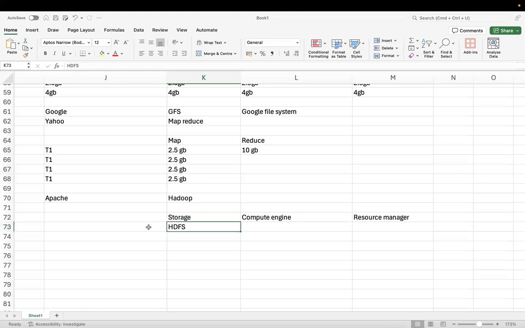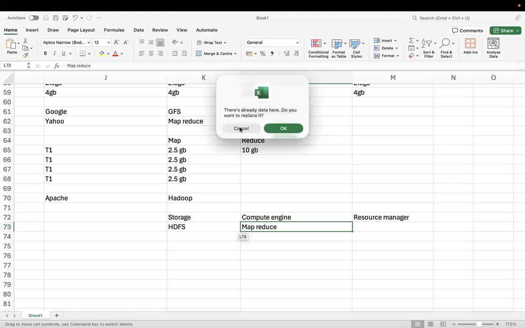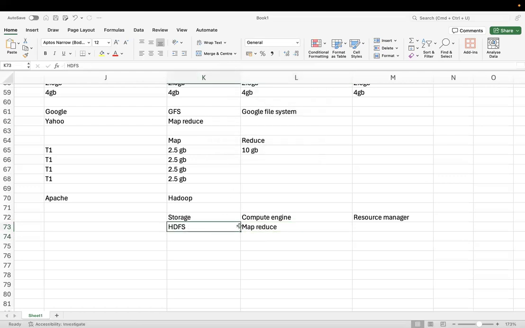So if you try to load a 10 GB file in HDFS, automatically it is going to divide those 10 GB files into multiple parts. How it is going to divide, on what basis, we are going to discuss at a later point of time. Compute engine is nothing but MapReduce. So how are you going to process this 10 GB or 2.5 GB files? That is done using MapReduce. MapReduce is going to define what transformations are going to be applied on these divided, partitioned files.